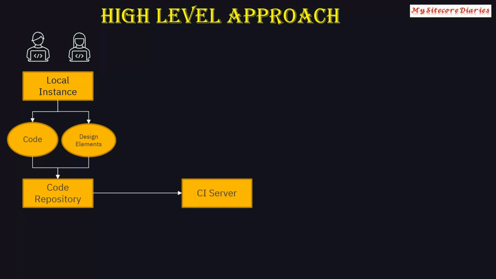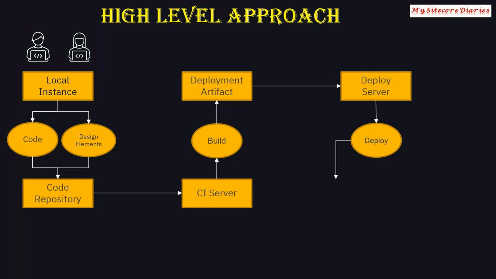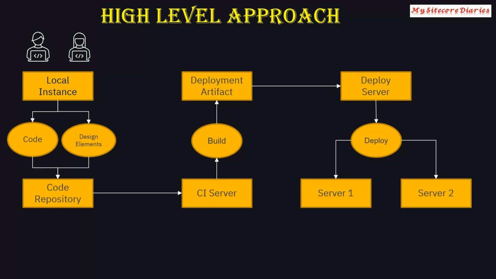Then the CI server will pick the code from the code repository, from the main branch, and build the complete code. Whatever code changes multiple developers have made, they merge it, and that merged code gets built on the CI server, which creates the deployment artifact, which is nothing but your deployment packages. These deployment packages are used by the deploy server. The deploy server then deploys this onto multiple servers, so if you have multiple servers, server 1, server 2, it will get deployed.